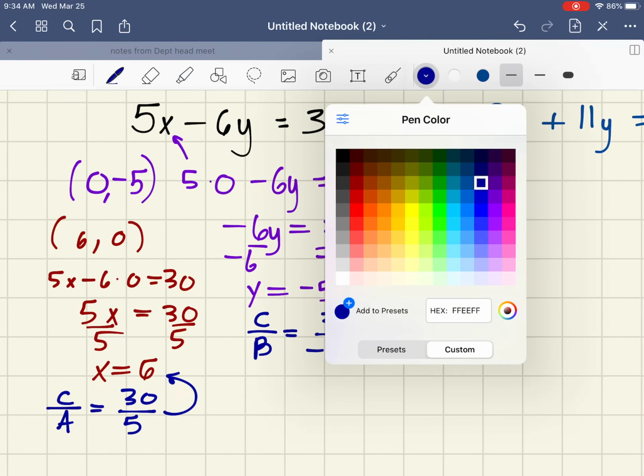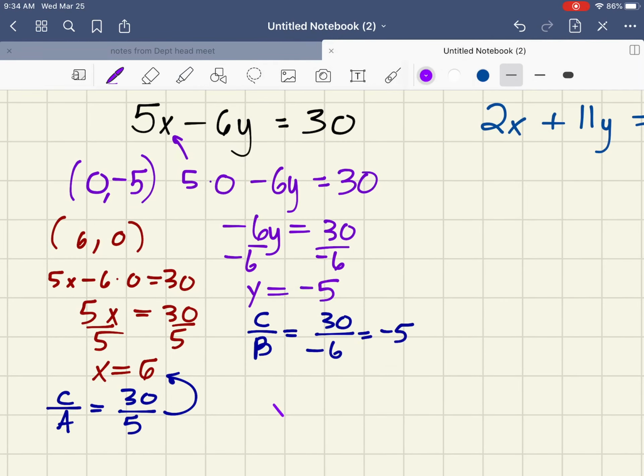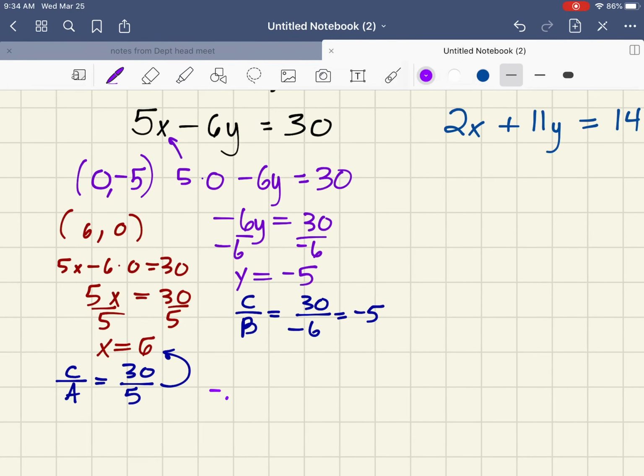While we're talking about shortcuts, it's kind of a nice thing to know that if you find the opposite of a and divide it by b, that will tell you the slope, which I think is as important, if not more important, than either of the intercepts.